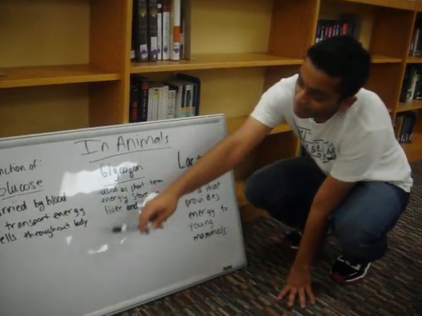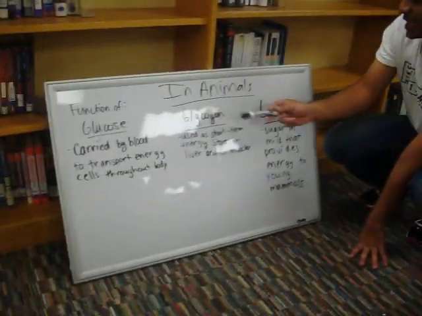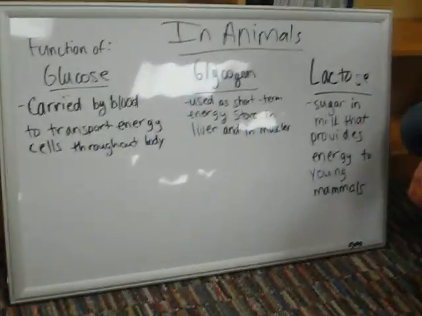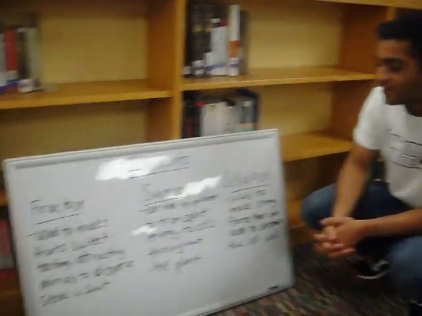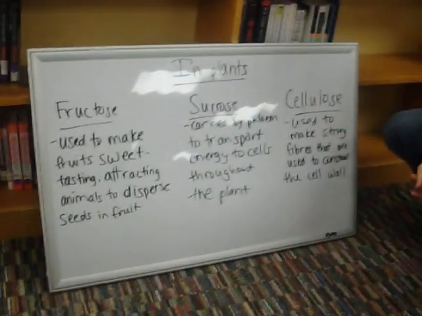So on the board right now we have the function of glucose, glycogen, and lactose. So on the board right now we have the function of fructose, sucrose, and cellulose in plants. The primary structure is the number and the sequence of amino acids in a polypeptide.